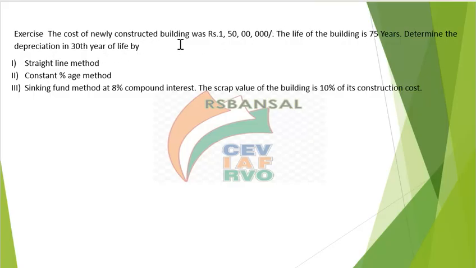The cost of a newly constructed building was 1,50,000. The life of the building is 75 years. Determine the depreciation in the 30th year of life by the straight line method, by the constant percentage method, and by the sinking fund method at 8% compound interest. Scrap value is given as 10% of the construction cost. So we'll be using all the three methods.